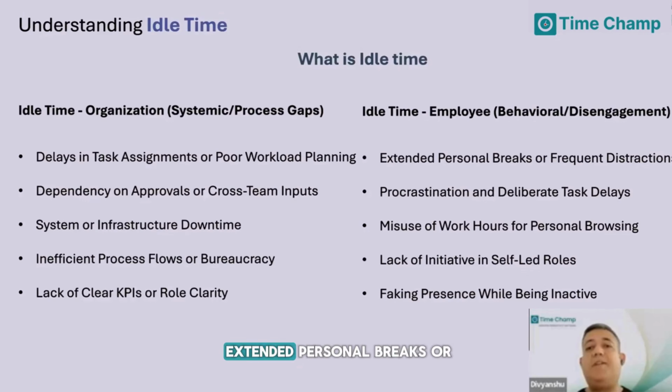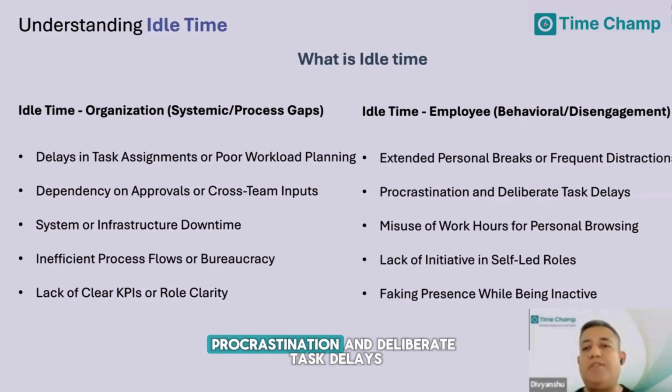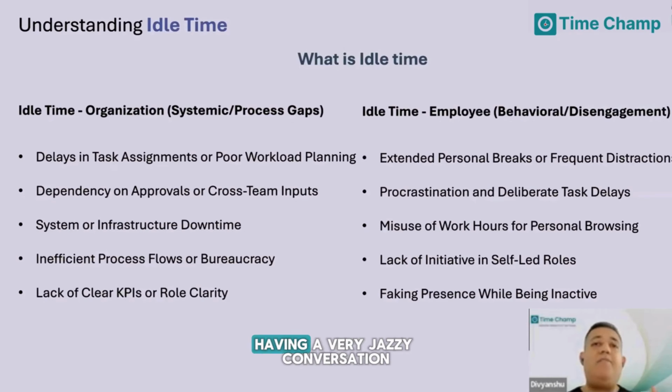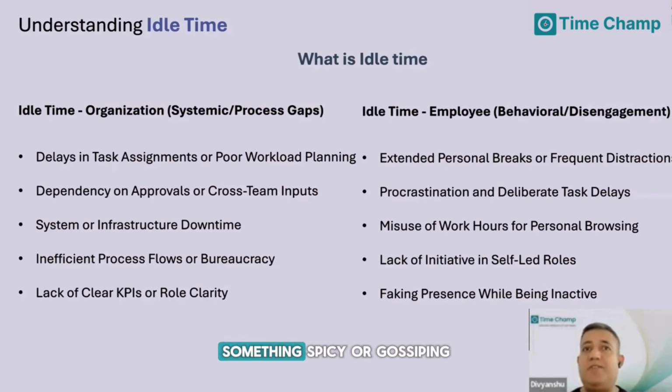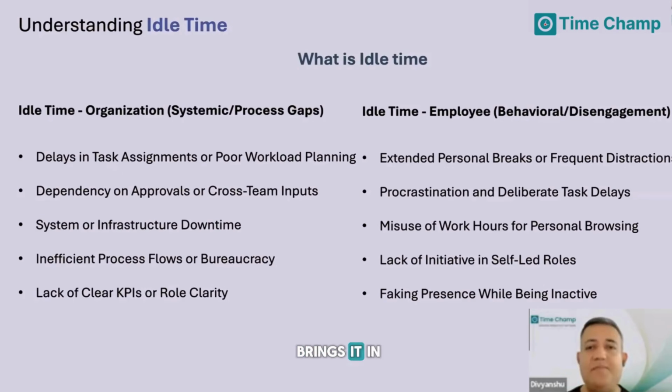Let's look at them. Extended personal breaks or frequent distractions. Somewhere or other, there are people who take extended breaks, and frequent distractions keep happening. Then procrastination and deliberate task delays. Many times some people think, no, I'll do this not today, maybe tomorrow, not right now, maybe later, and procrastination is one of the major reasons. Deliberate task delays is where I'm talking to a colleague, having a very jazzy conversation, something spicy or gossiping, and don't want to pay attention to my work. That is what brings it in.